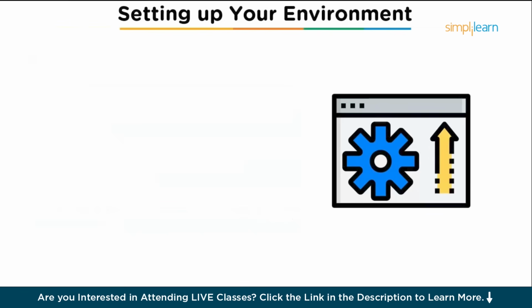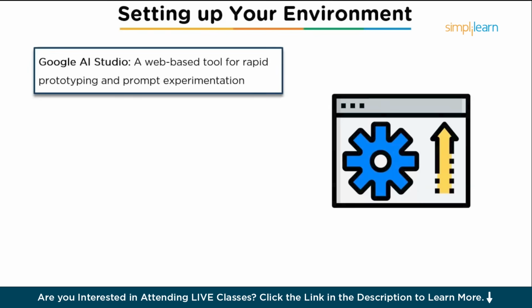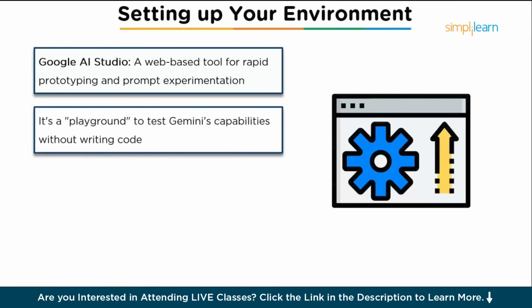Now let's talk about how to set up your environment to start working with Gemini. One of the easiest ways to begin is by using Google's AI Studio, which is a web-based tool designed for rapid prototyping and prompt experimentation. Think of it as a playground where you can test Gemini's capabilities in real time without needing to write any code. It's ideal for exploring different prompts, styles, text outputs, and learning how models respond.